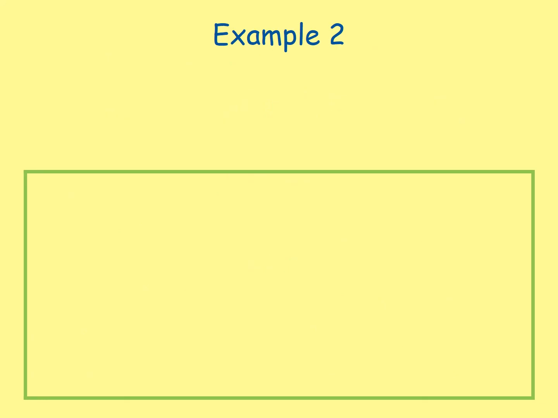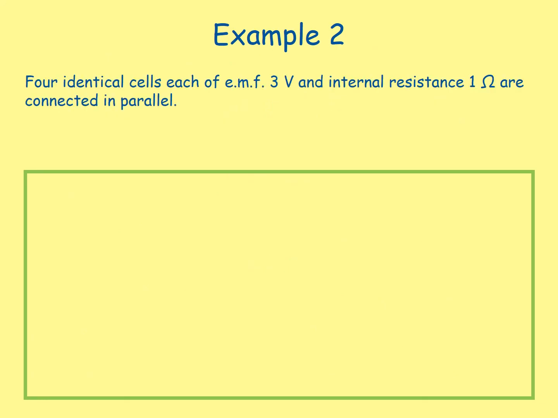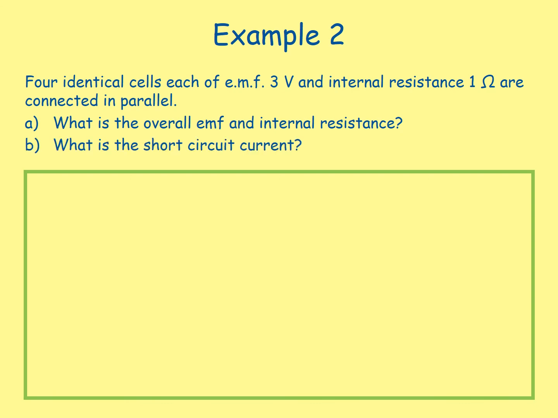Example 2. 4 identical cells, each of EMF 3 volts and internal resistance 1 ohm, are connected in parallel. What is the overall EMF and internal resistance, and what is the short circuit current? So we're doing the same as last time, but this time we have our circuit in parallel rather than series. So again, we can draw ourselves a little diagram of what this looks like.